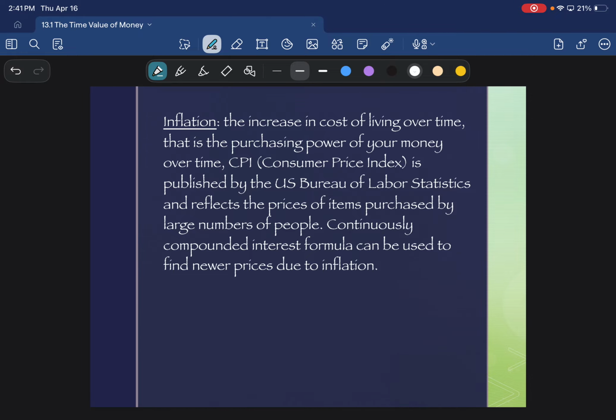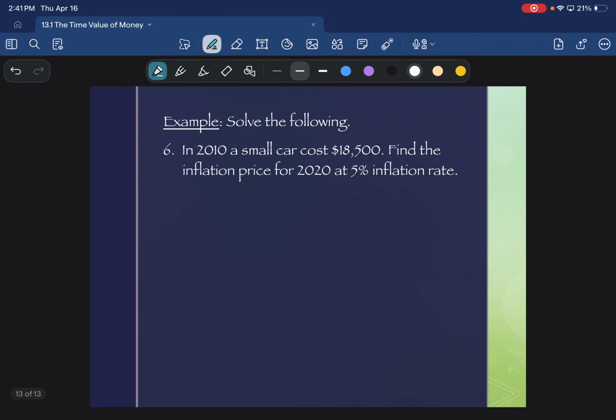So here's the way this works, an example anyway. In 2010, a small car costs about $18,500. This is an average cost. We're going to find the inflation price for the 2020 car. That's a small car price. This is not the same car, right? I'm not buying the same car in 2020 that I bought in 2010. I'm buying the same type of car, right?